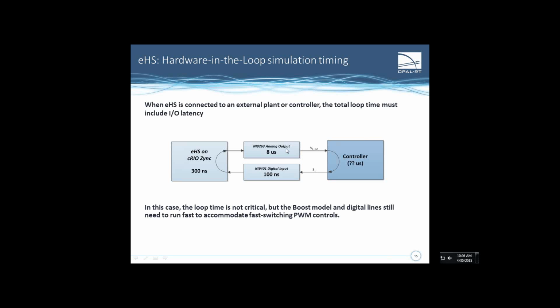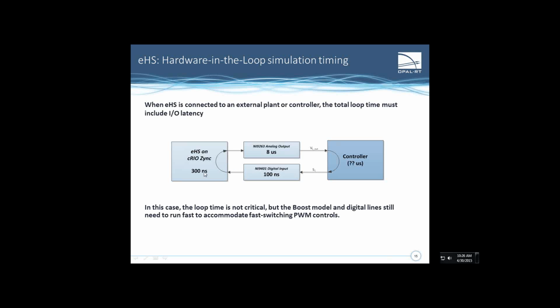simulation, something that is important is the loop time of the simulation. In this case, we see that the Compact Rio is running at around 200 to 300 nanoseconds loop time. But then we have to take into account the delays of the analog output module and the digital input module of the Compact Rio, and also the equivalent delays inside the controller. So we can expect it to be approximately the same for the analog input and the digital output of the myRIO. In total, we could expect the loop time to be the sum of all these delays.